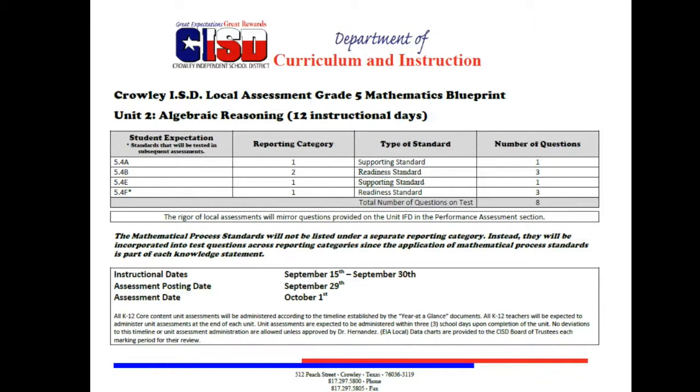Now pause for a moment to review the Unit 2 local assessment blueprint. 12 instructional days will be utilized for Unit 2. September 15th through September 30th are instructional days for Unit 2. The Unit 2 local assessment will be available for printing purposes on September 29th, and the unit should be assessed on October 1st. Please keep in mind that teachers are to administer unit assessments within 3 school days upon completion of the unit.